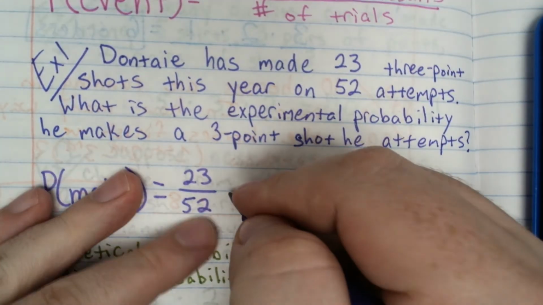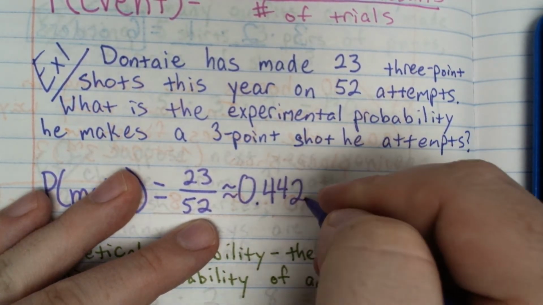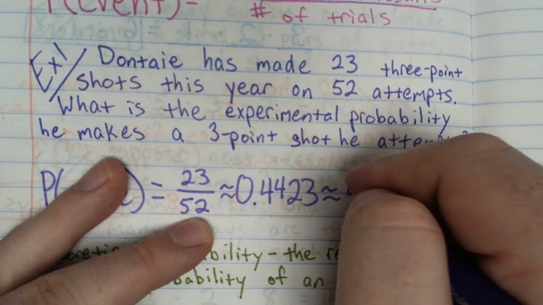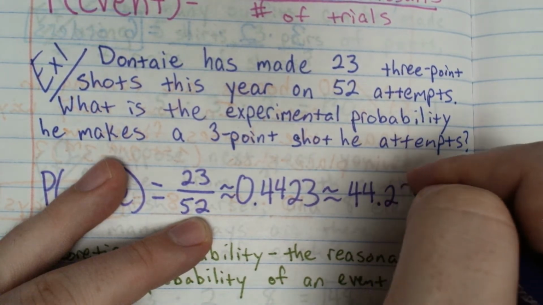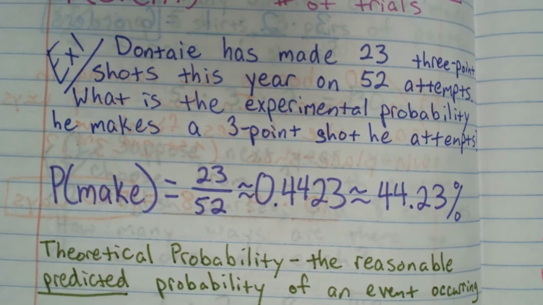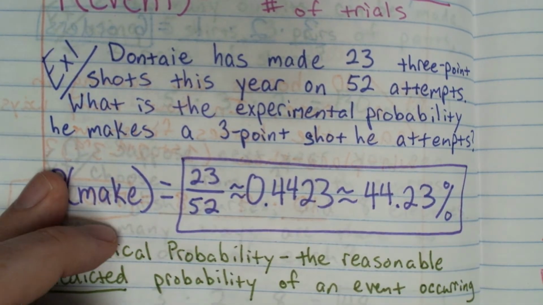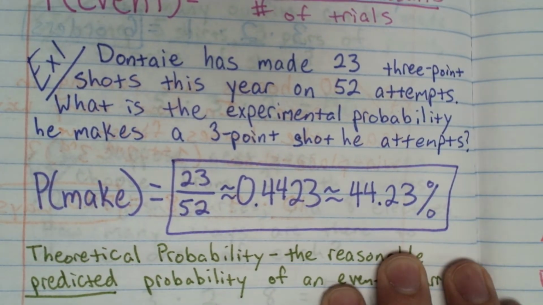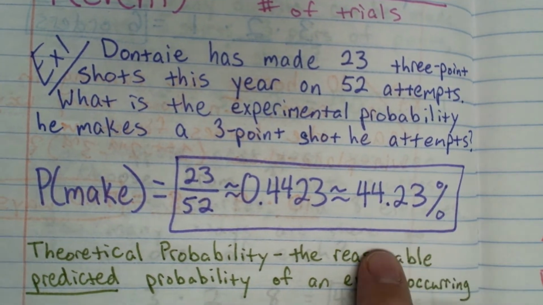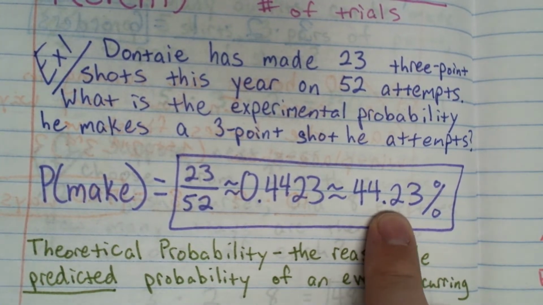So this is about equal to 0.4423, which means it is about 44.23% of the time that he makes his threes. So technically, any of these three answers is correct. A lot of the time you will be asked to use a certain type of answer, a fraction, a decimal, or a percentage. Usually in basketball terms, you measure this as a percentage. So we'd be looking at 44.23 there.